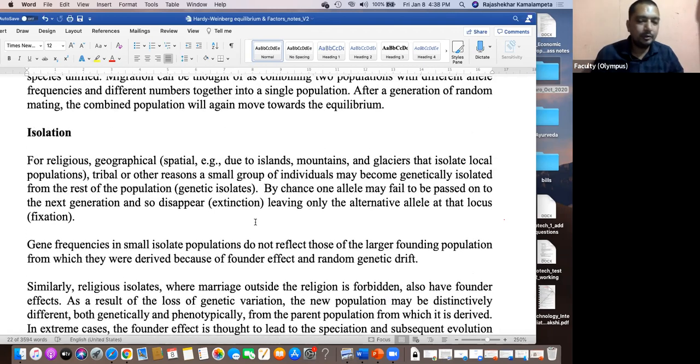So sometimes you also notice that isolation can impact it. Isolation overlaps with what we already discussed: some sort of separation, either religious or geographical, like islands, mountains, glaciers that we were talking about. It may separate people, like tribals, and they get genetically isolated. When they get genetically isolated, again there is lesser and lesser diversity and more inbreeding.